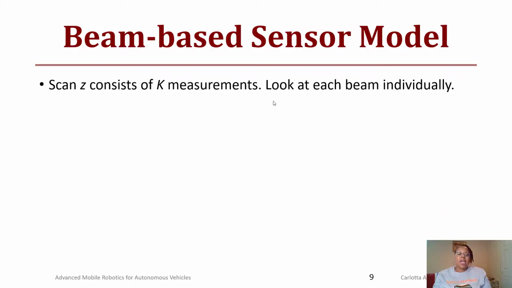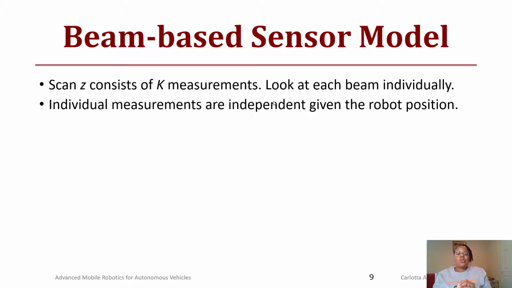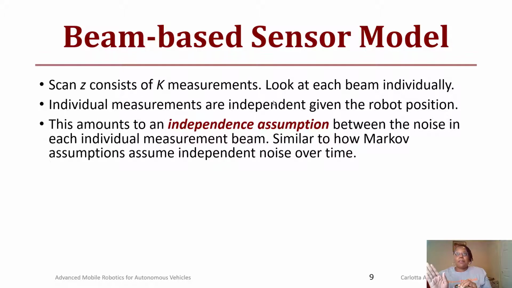So let's say you have a scan Z that consists of K measurements. You want to look at each beam individually. So this would be like the 24 beams on the sonar or the N number of beams on the laser. And you're going to assume that each individual measurement is independent given the robot's position. So that means that the beam at N-1 does not depend on the beam at N, etc. So using this independence assumption between the noise and each individual measurement really simplifies this problem.